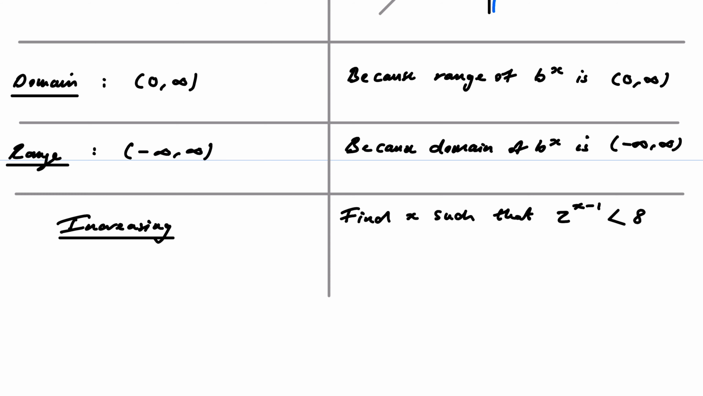Okay, so what do I know? Well, of course, it's an exponential, so it's always going to be positive. So we've got 2 to the x minus 1 less than 8 here.